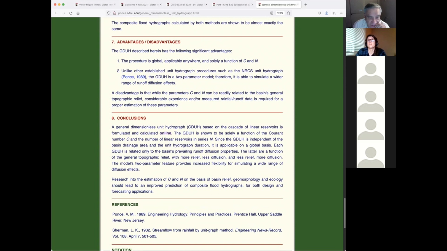Okay, so conclusions. The general dimensionless unit hydrograph based on the Cascade is formulated and calculated online. We have 5 calculators to do this, or actually 4, I think. The GDUH is shown to be solely a function of the Courant number and the number of linear reservoirs. Since it's independent of the basin drainage area, it is applicable on a global basis. This method calculates runoff diffusion in general. Later on, you put your area, you put your stuff in there, and it'll do it.